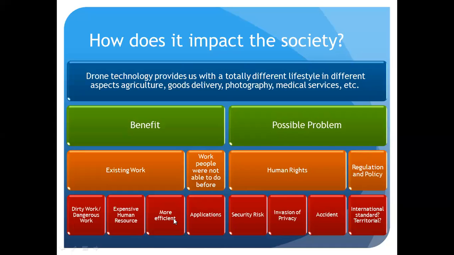Then more efficient, third here in the red, more efficient. So as I told, this is a more efficient technology or more efficient work we can get, what we want we can get exactly from here. And applications, so for so many applications we can use this drone technology. So these are the benefits.